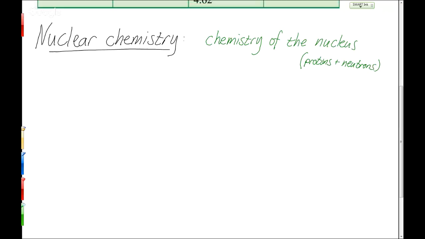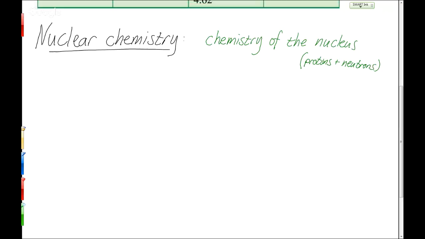So it's very different. And we're not going to talk about any of the same kinds of things that we've been talking about. There's no bonds, there's no sharing electrons, losing electrons, all that kind of stuff doesn't really come up in these because we're talking about what's happening inside the nucleus of an atom. So that's what makes it very different.